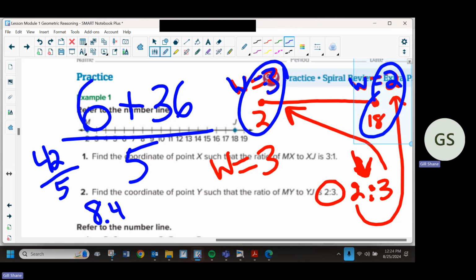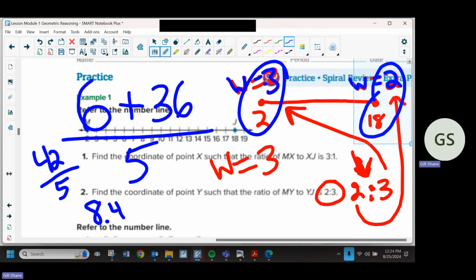Now be careful because sometimes kids then try to do something with that. If you do this the weighted average way and you don't do it the ratios way, you don't have to add, like that's your answer right there, just like it was when we did weights. The point should go at 8.4. You're done.